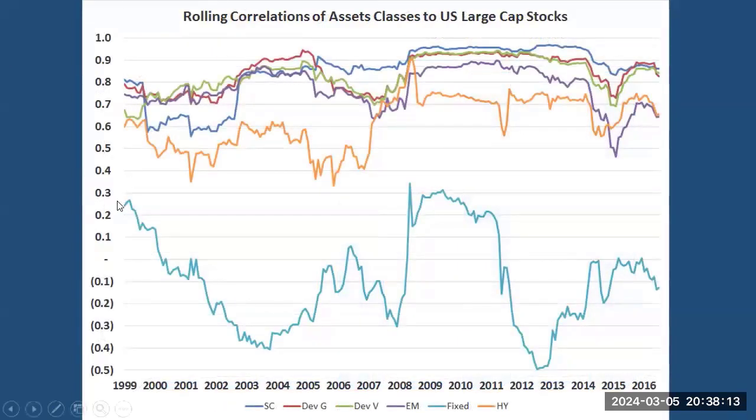Here's correlations. What do you notice about correlations? A little more stable between stocks, but still kind of bouncing around quite a bit. Here's high yield. That's not a stock, that's a bond. But what do you know? This is the key we're going to spend quite a bit of time on. Here's bonds. What do you know about fixed income?